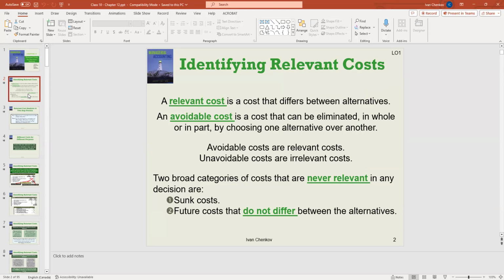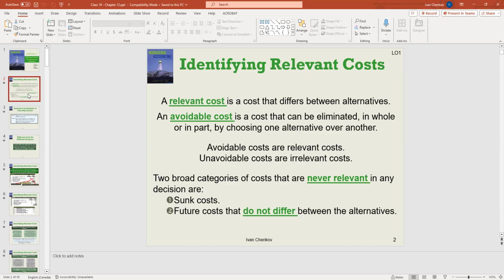Once we have the two alternatives, what we're gonna compare? First, we're gonna compare the relevant cost, which are different between one alternative and another alternative. Second thing that we're gonna think about is, is there any avoidable cost, which will be cost that can be eliminated if you choose one alternative versus the other alternative. Now, the opposite of avoidable cost will be unavoidable cost. Which of those is relevant, which of those is not relevant? Avoidable costs are always relevant for our decision. Unavoidable cost, however, is irrelevant.